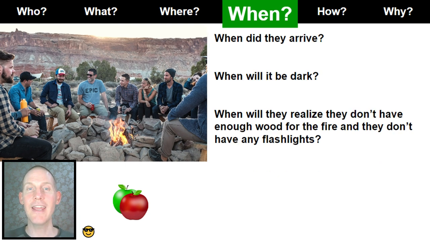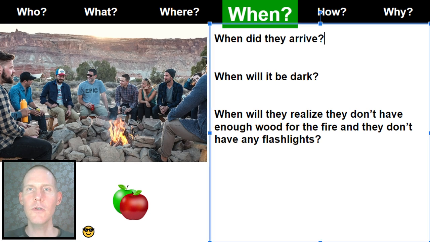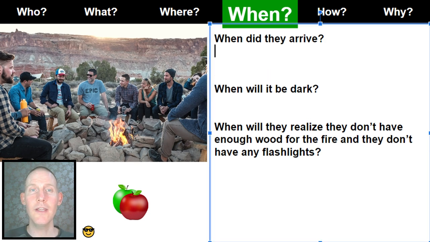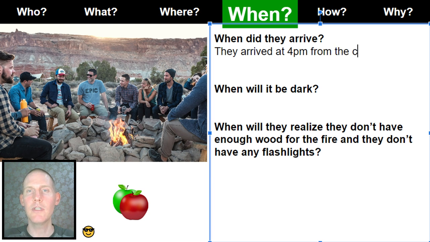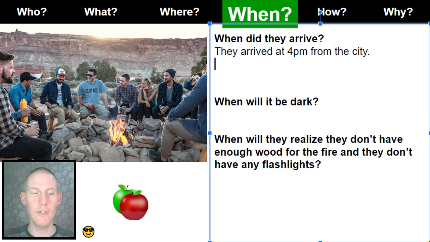So now we made the questions. Let's go back and answer them, okay? So first, a full complete answer. When did they arrive? We could say they arrived at 4 p.m. And maybe they arrived at 4 p.m. from the city. Maybe they left the city at like noon and they drove 4 hours and here they are. All right, let's do a short and sweet answer. When did they arrive? 4 p.m. Right? Very nice, short and sweet.